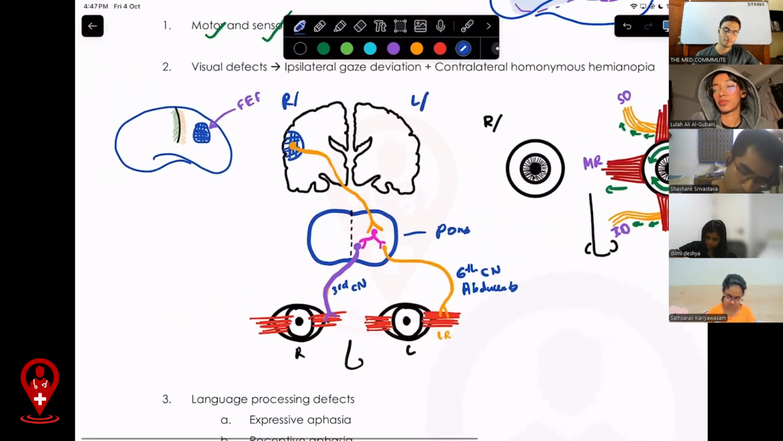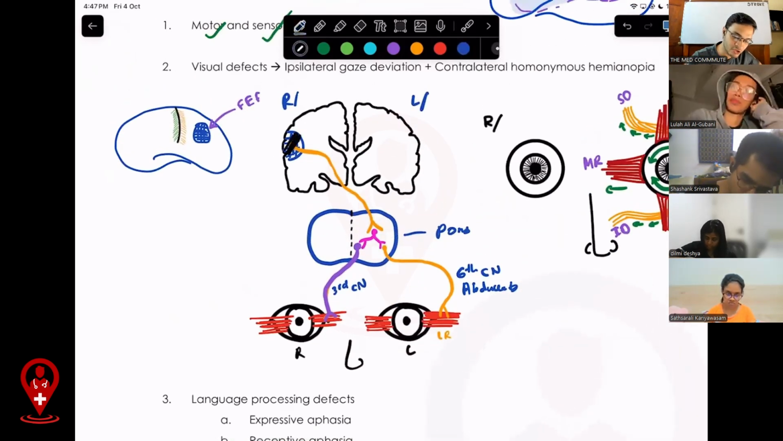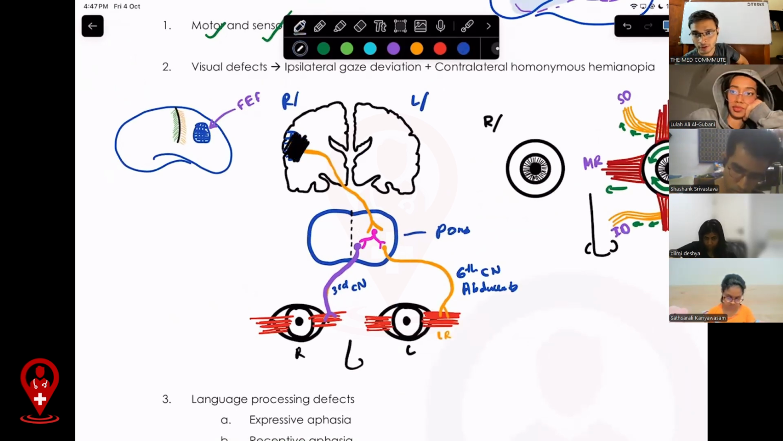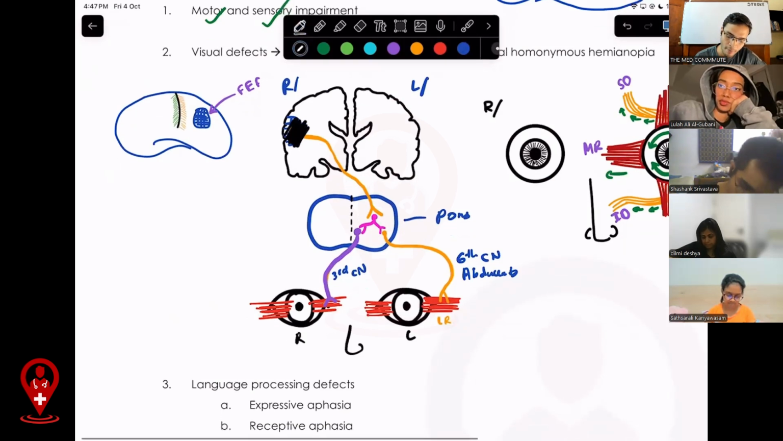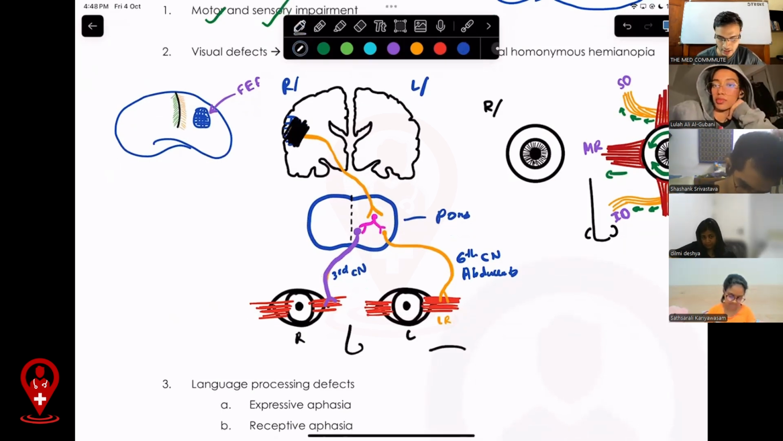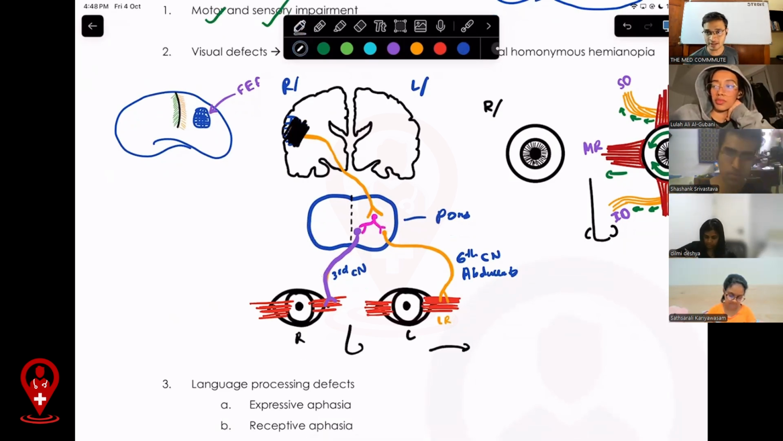Now look at this, guys. Based on this diagram, imagine there is a stroke in this area. I've colored it black. Now what is going to happen, guys? What is the normal function of these two muscles that were supplied? The lateral rectus will abduct the left eye, whereas the medial rectus will adduct the right eye.